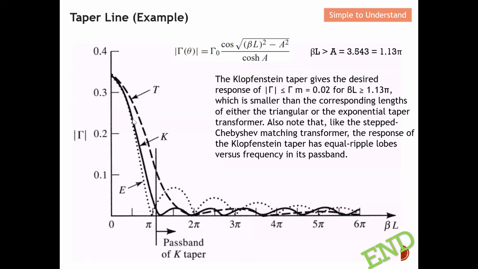As for the exponential, it's the same thing here. You can see that this method still cannot pass the 0.02. This method also cannot. This method, let's say it has passed already. So you can see that the length must be from here onward, then it will be called the pass band of the exponential taper line. So basically, in short, you can see why we want to design the impedance transformer using the Klopfenstein, because it has the shortest length in order to achieve the desired reflection coefficient.